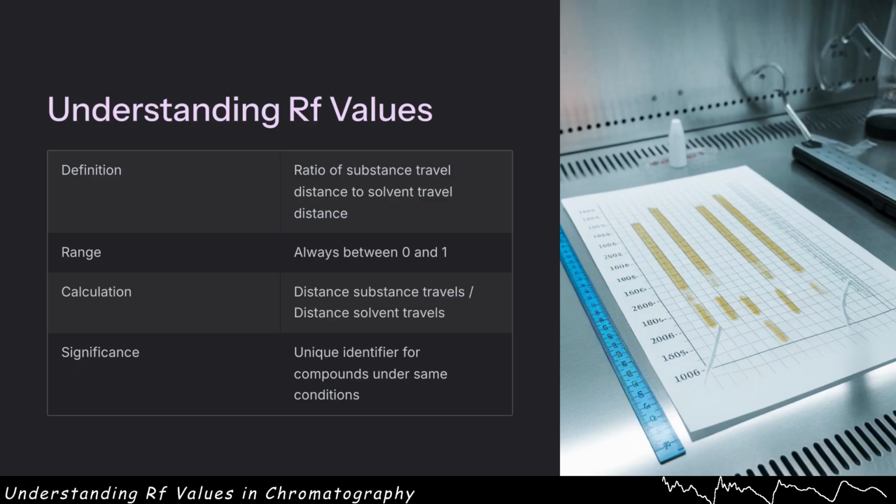The RF value is simply a ratio between how far a substance travels compared to how far the solvent travels. It's always between 0 and 1, and it's like a molecule's personal speed score in our separation race. Picture this. You're timing students running a 100-meter dash. If the fastest student, let's call him the solvent, runs 100 meters, and your molecule runs 60 meters in the same time, your RF value would be 0.6. Easy peasy. I always tell my students, if you can divide, you can calculate RF values. And the cool thing is, under the same conditions, a compound will always have the same RF value. It's like their chemical social security number.